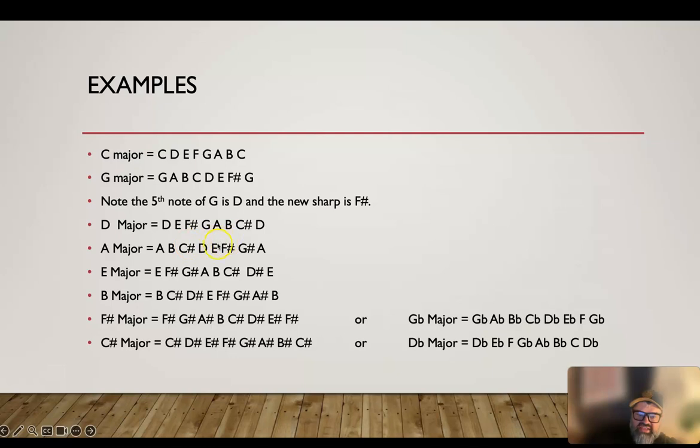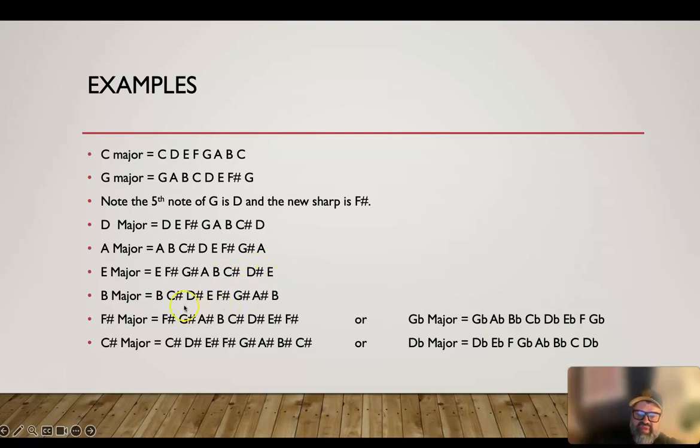The 5th note of A is E. E will have F sharp from the G scale. It will have C sharp from the D scale, G sharp from the A scale, and the new sharp on the 7th note, which is D sharp.